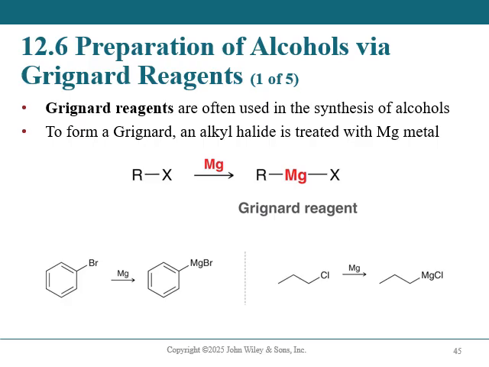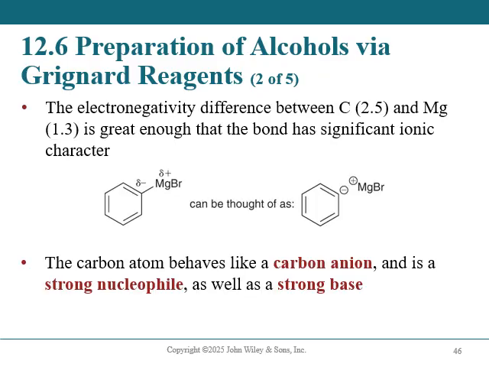Now let's talk a little bit about how to prepare alcohols via Grignard reagents. Grignard reagents are often used in the synthesis of alcohols. To form a Grignard reagent, we take an alkyl halide and we treat it with magnesium metal. The electronegativity difference between carbon and magnesium is large enough that the bond has a significant ionic character. The carbon atom behaves like a carbon anion and is a strong nucleophile as well as a strong base.